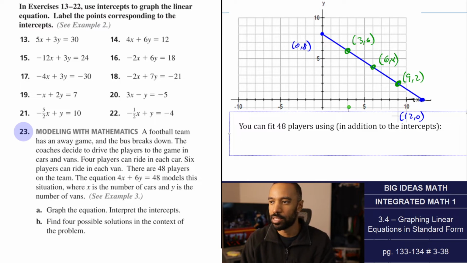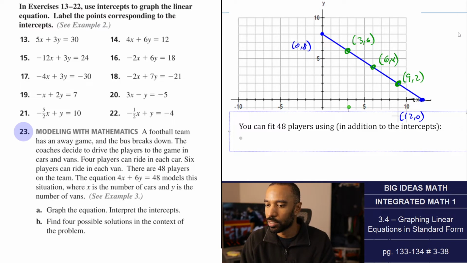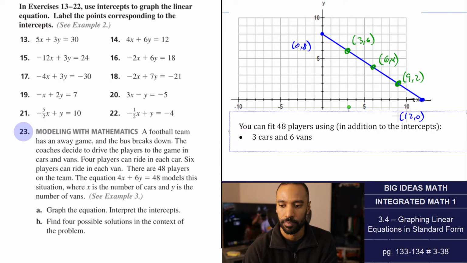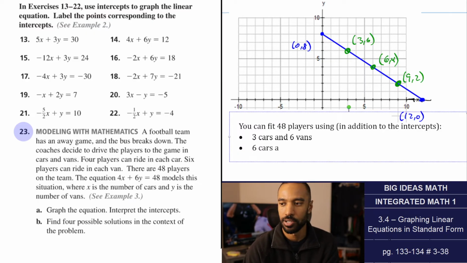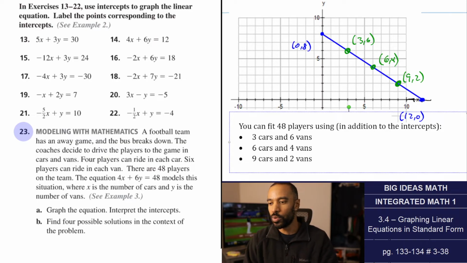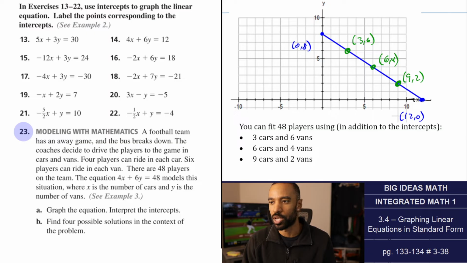One of them is, let's bullet point this, 3 cars and 6 vans, or 6 cars and 4 vans, or 9 cars and 2 vans. Now this is one we should be double checking. I'm only going to double check one of them physically. The other ones I'll do mentally with you.